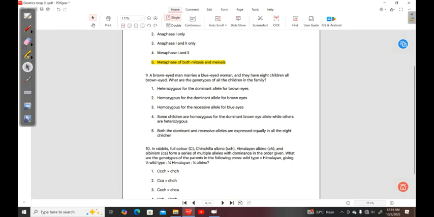Okay, so what you notice here is that according to this question, all the 8 children are going to be brown-eyed. So you find that the father to these children is brown-eyed, like you can see here, right? So he's got brown eyes, while the mom is with blue eyes. But all the children have brown eyes. So this means that the genotypes of these children is that they're going to be heterozygous of the dominant allele for brown eyes.